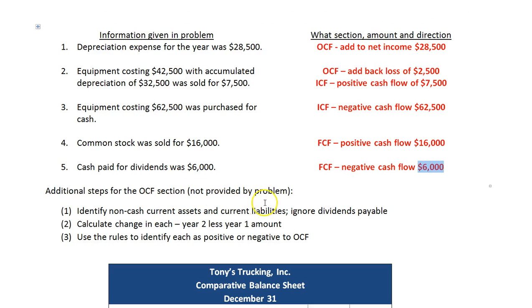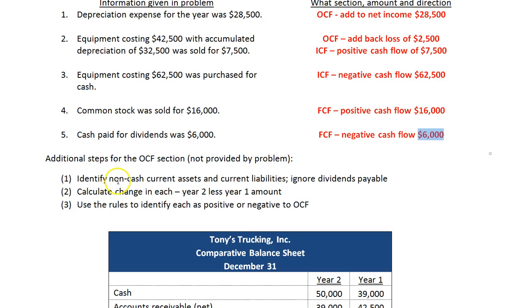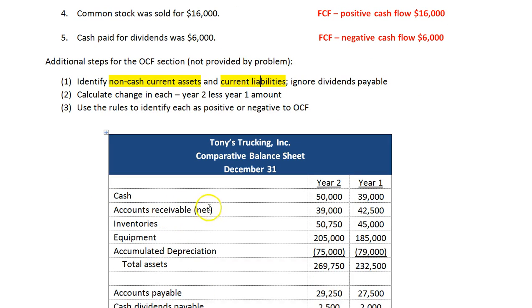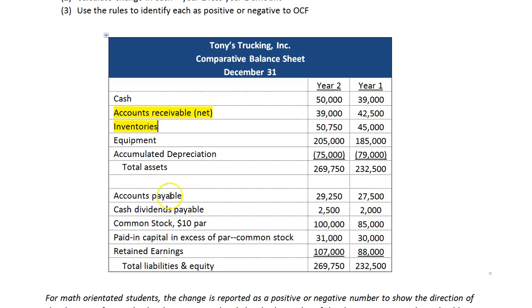There are additional steps. These are not going to be given by the problem, but they're just additional steps that we're going to think about. The first step is to identify non-cash current assets and current liabilities. Let's go and do that real quick. Non-cash, so we exclude cash. We're going to think accounts receivable at its net value, net of the allowance is what that means. Inventories. Alright, that's 2. And then on the current liability, we have accounts payable.